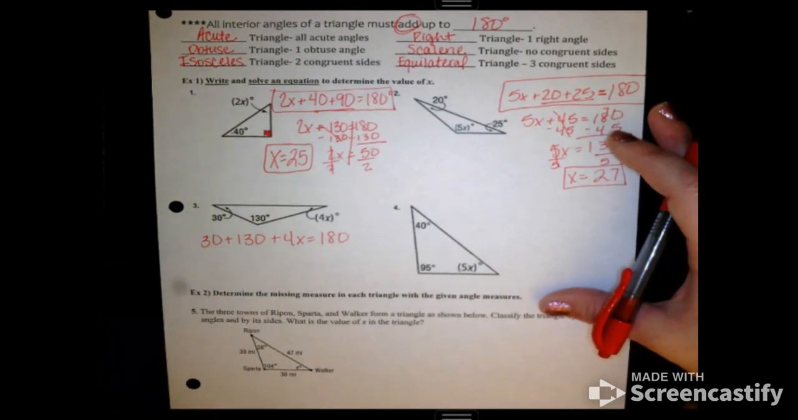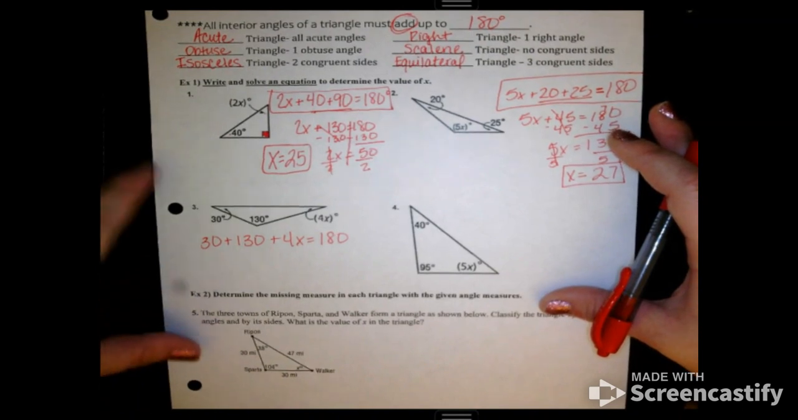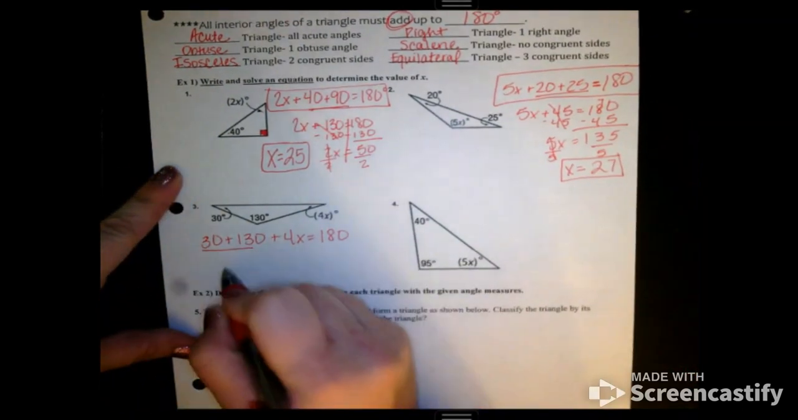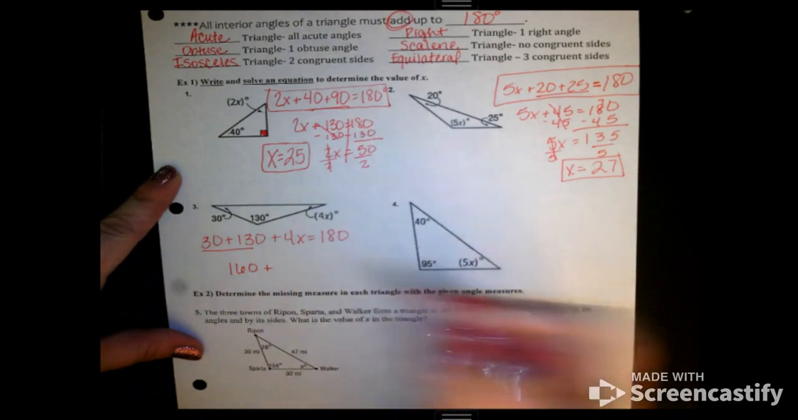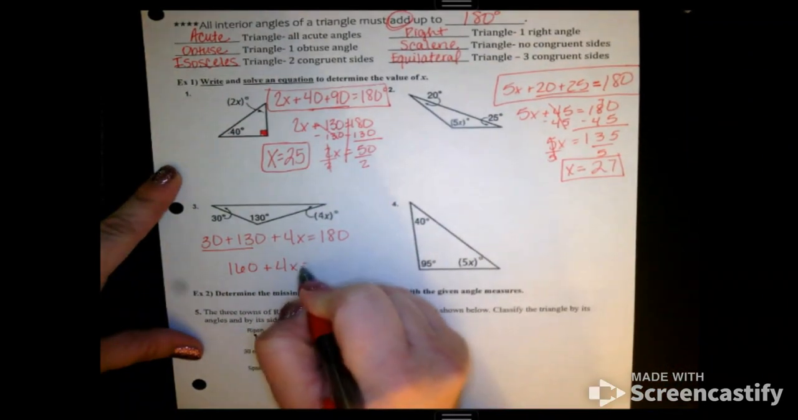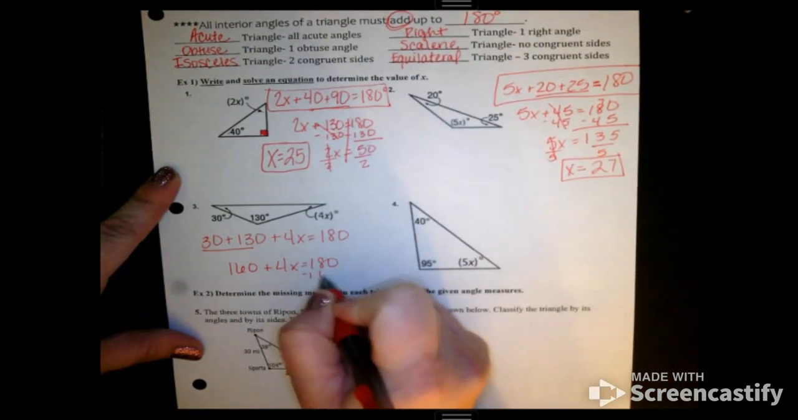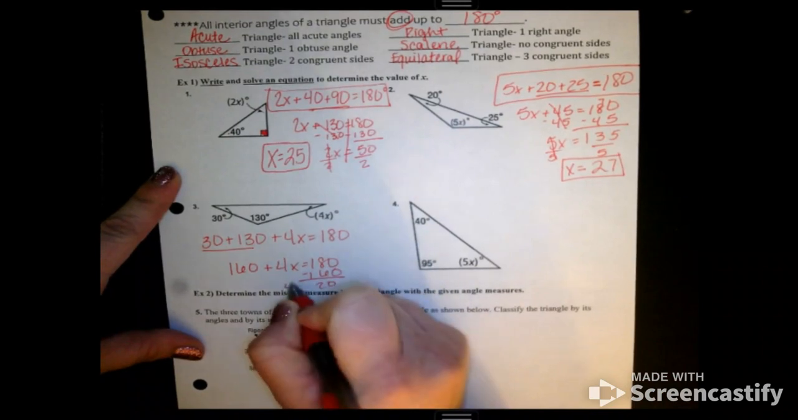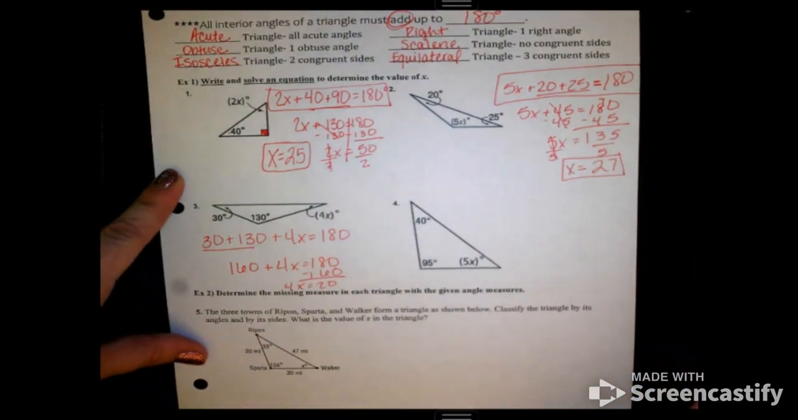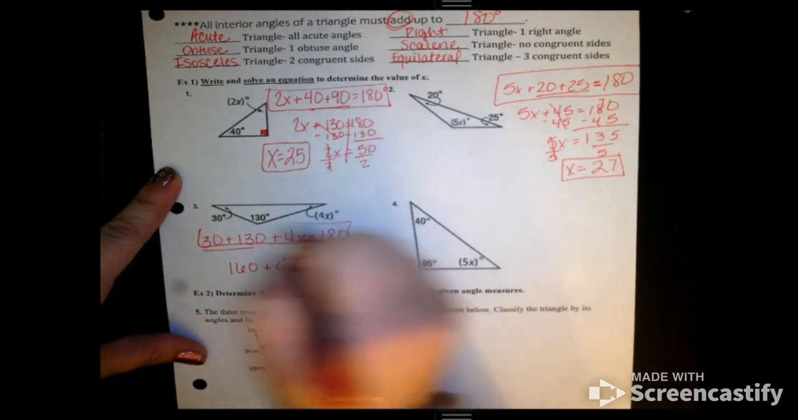I got the answer. Okay. What'd you do first? Add 130 and 30. Which gives you what? 160. And subtract 160 from 180. 20 exactly. And then you do 4x. x equals 5.